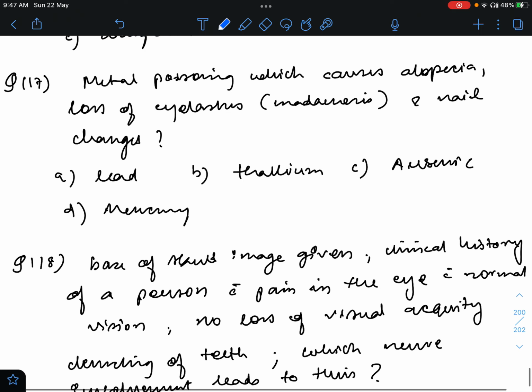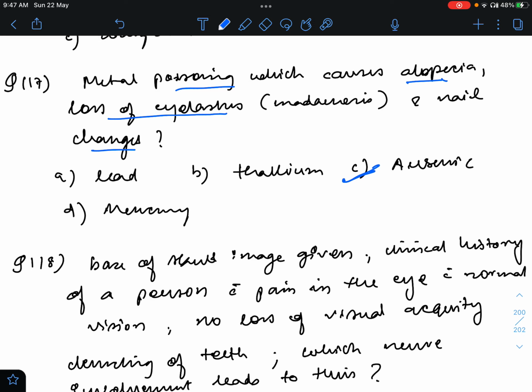Question number 117. There is a history of metallic poisoning which causes alopecia in the patient, and there is loss of eyelashes on the lateral side, and nail changes. And then it was mentioned that we could confirm the diagnosis by looking at the nail findings. So, what is the answer for this? The answer for this will be arsenic. It's not thallium. In thallium, we get painful lesions.